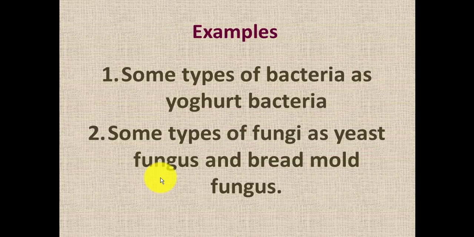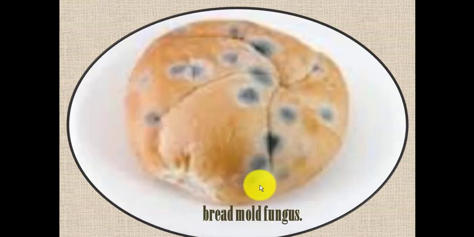Examples of decomposers, we have some examples like bacteria, like the yogurt bacteria. To make the yogurt we eat, there is a bacteria used in the factories, and it's useful bacteria. It's very helpful for us. Number 2, some types of fungi. Fungi is the plural of fungus. As yeast fungus that we use in making bread, as we said before, and bread mold fungus. This is the rotten bread. This is bread mold fungus.